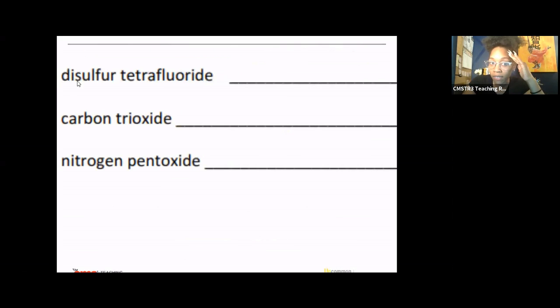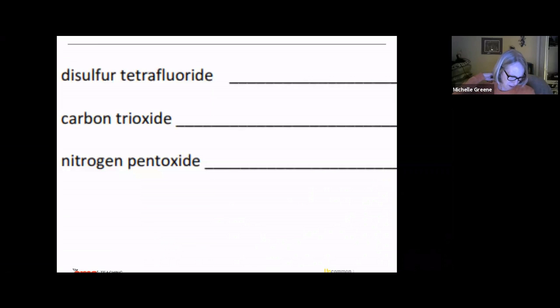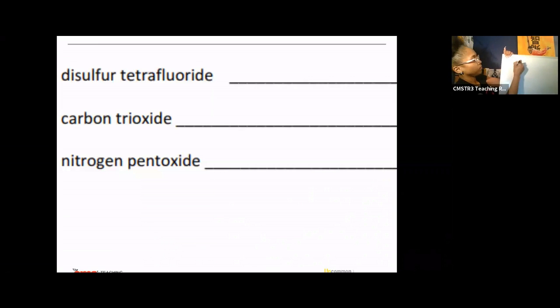So right here, I have disulfur tetrafluoride. I know this is covalent because if I get rid of the prefixes, I see sulfur and I see fluoride, which is sulfur and fluorine. Those are both nonmetals, so this has to be covalent. To write the formula, I'm gonna look at the first one. So anybody know what the symbol for sulfur is? It's just S, isn't it? It is, it's just S.